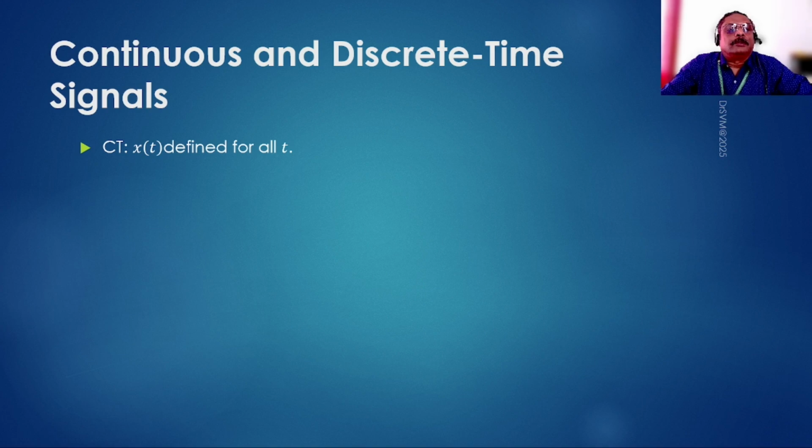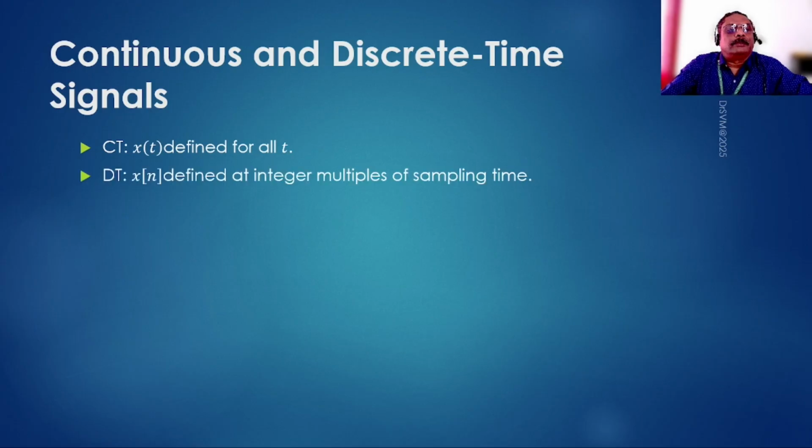So here the continuous time we represent as x of t, and here we have all values of t possible in use, whereas in a discrete time we represent the signal as x of n, where the n is the multiple of sampling time. N is equal to 1 means the first sample, n equal to 2 is the second sample, n equal to 3 third sample. So here we are finding the value of the signal at an instant after every sampling time.